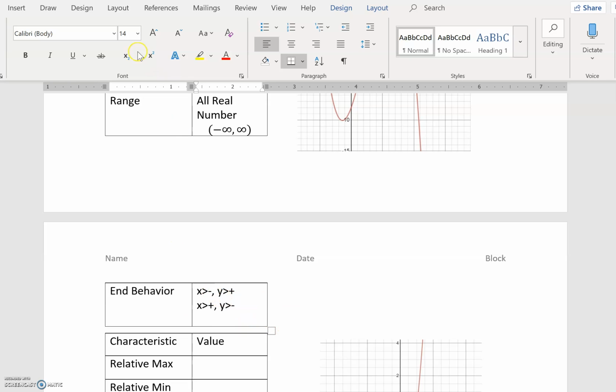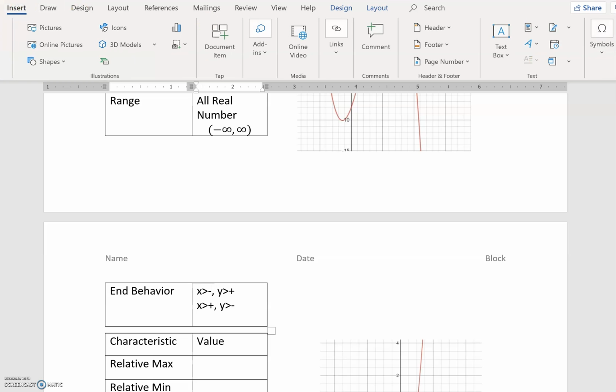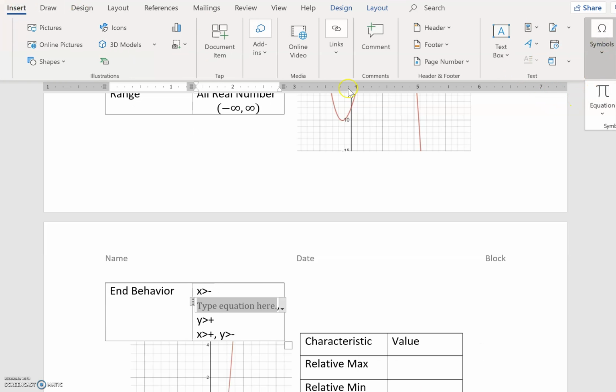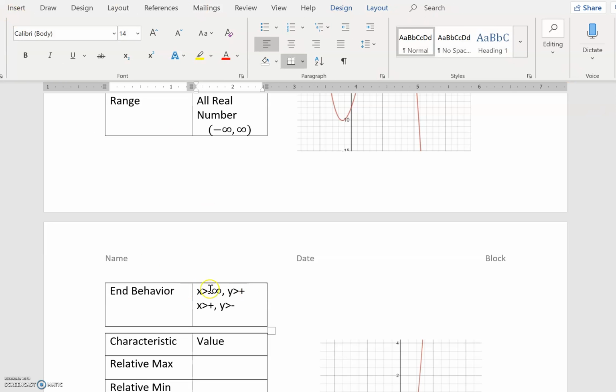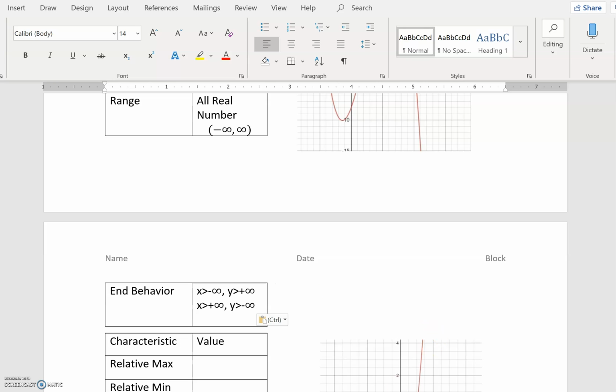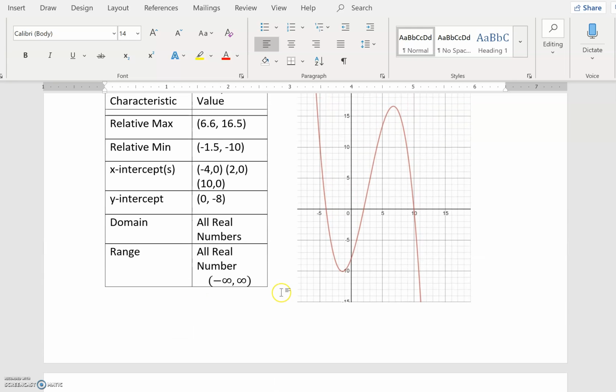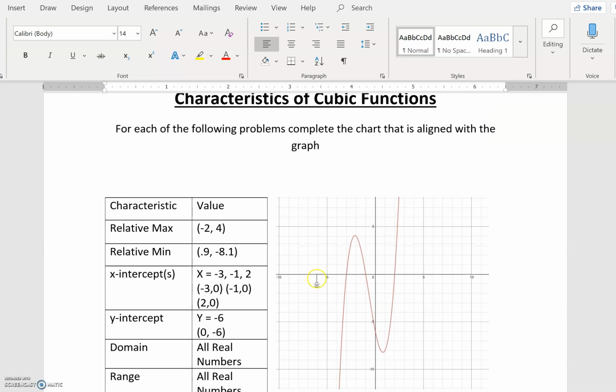And what you're really supposed to do is put infinity in there. So if you want to do that to make it look better, you certainly can. You can even copy and paste it. So it's as x approaches negative infinity, y approaches positive infinity. But if you leave off the infinity sign, that's okay.